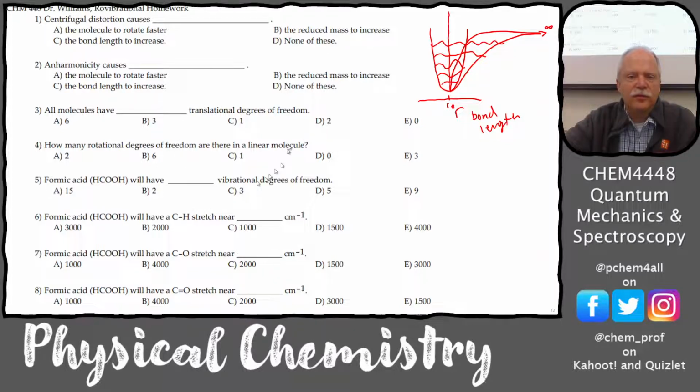Any questions on the degrees of freedom? Translations are always 3 and only 3. Rotations depend upon if it's linear or not. So here it's asking about a linear molecule. How many rotations are there in a linear molecule? 2. Exactly. And then in this particular case, formic acid, how many vibrational degrees of freedom? So we have 1, 2, 3, 4, 5 atoms. So 3 times 5 is 15. This is not a linear molecule, so subtract 6, we end up with 9.